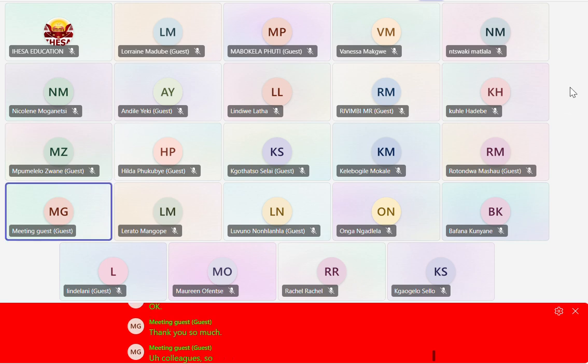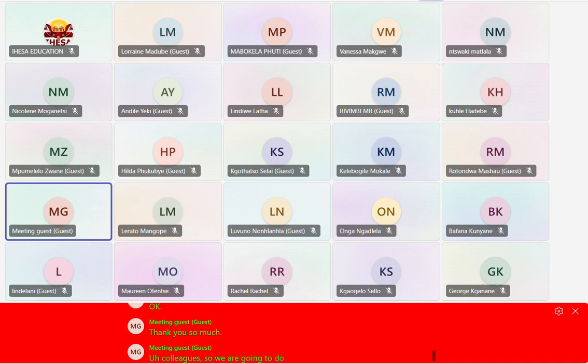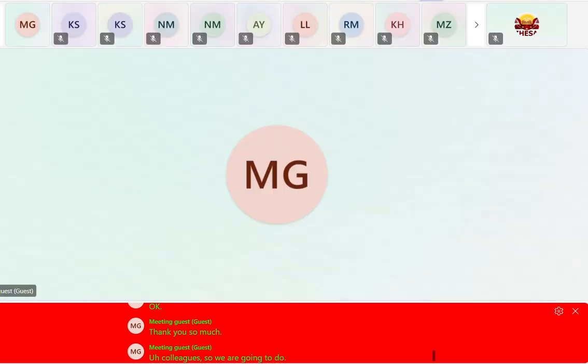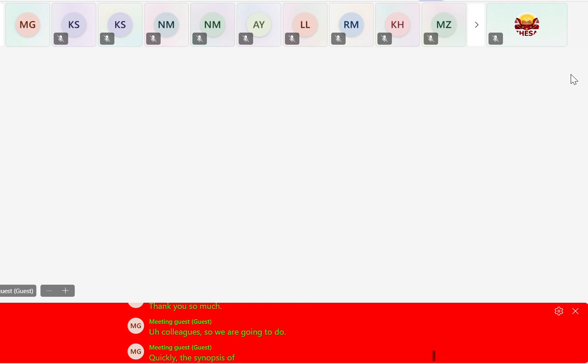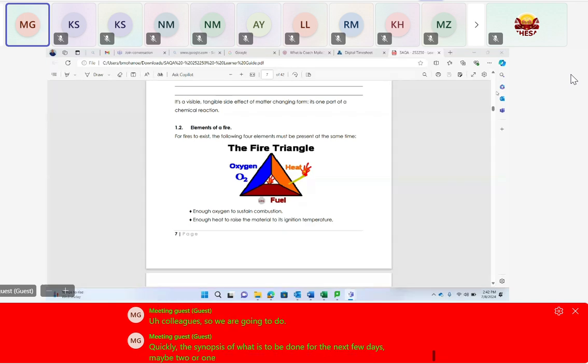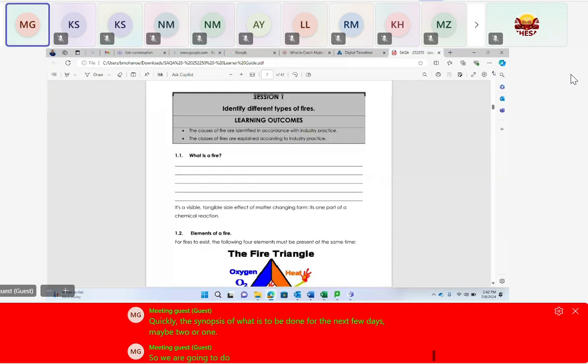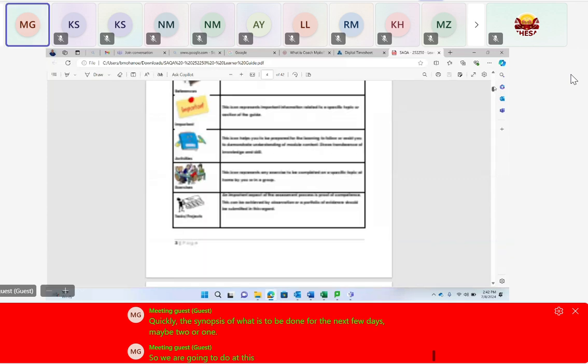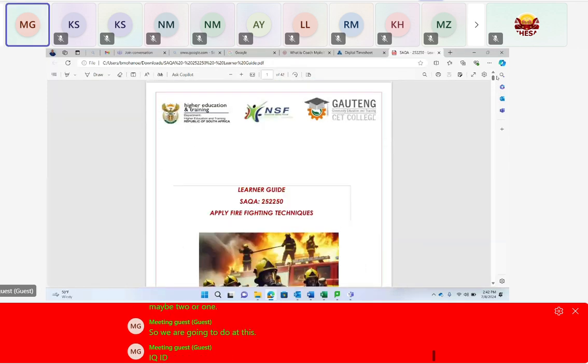So we are going to do quickly the synopsis of what is to be done for the next few days, maybe 2 or 1. So we're going to do this IQID 252250, apply firefighting techniques. This is going to be the application of firefighting techniques.